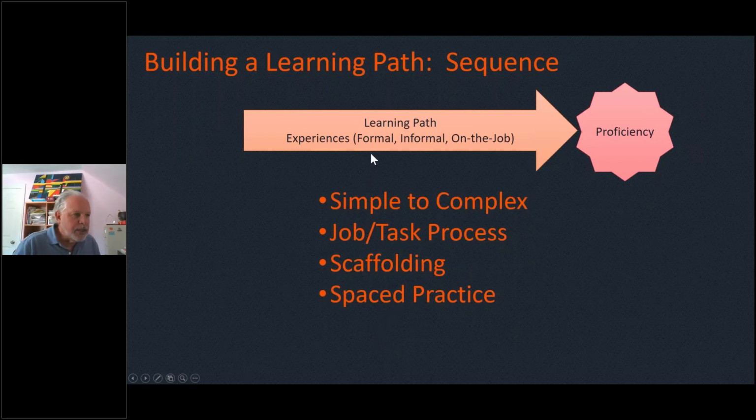All right. Another thing in terms of sequencing is looking at how things are spaced out. And I know some of you might be spaced out. Sorry about that. That's a bad pun.